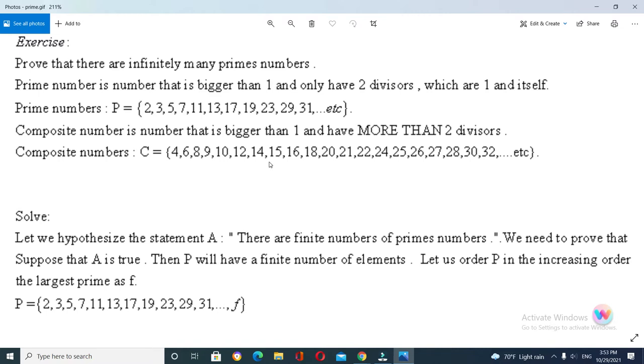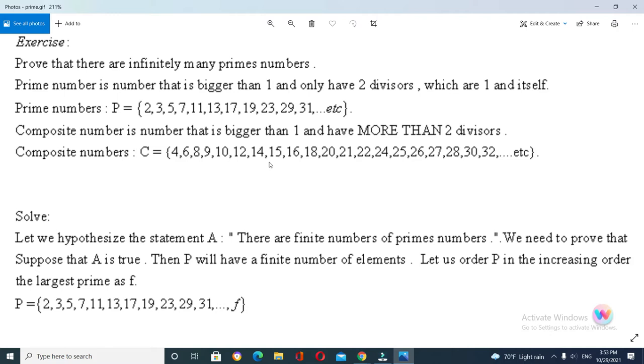So we can see that, for example, the number 15 is going to have the divisors 1, 3, 5, and 15 itself. So there are a total of 4 divisors for the number 15. So it is a composite number.